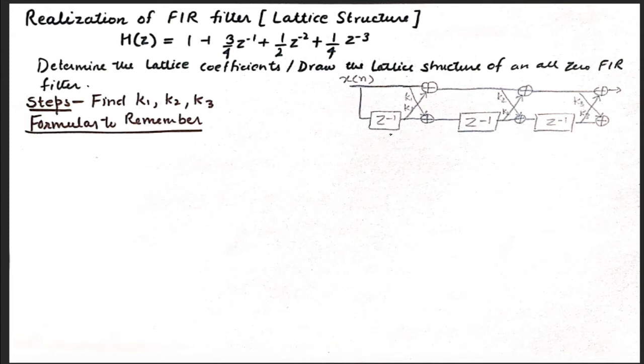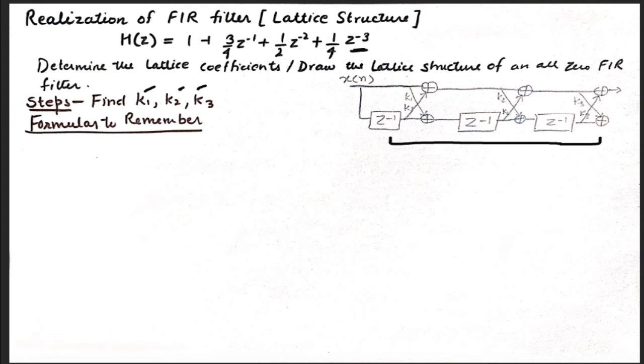So you need to draw this structure like this with 3 delay elements, each of them followed by the summing elements, and the coefficients crisscrossing, progressing from k1, k2 and k3. The reason we have drawn 3 delay elements is because we have a total of z minus 3 in the question equation. So the steps are pretty simple. Find k1, k2, k3, substitute it here, and you're done.